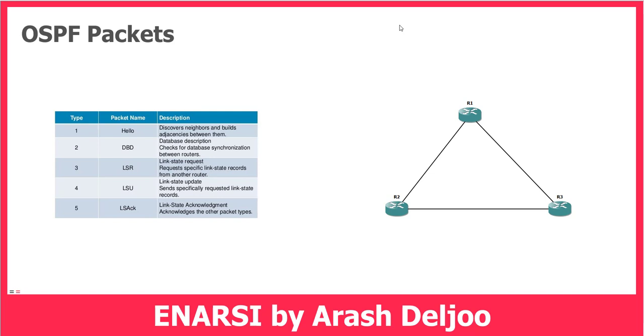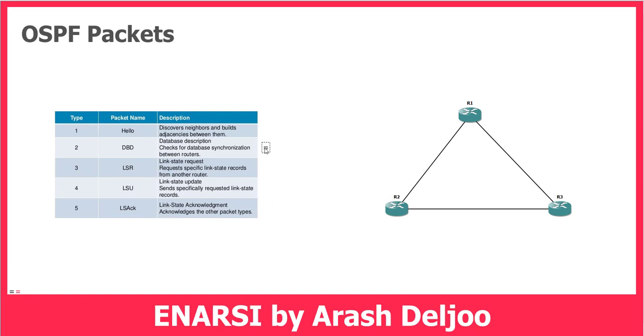But in OSPF we have different types of packets. Because of that, we should learn about each of these packets. Here in this table you can see the different OSPF packet types. As you can see, the first packet type is the hello packet, the OSPF hello, and you know that we are using the hello for discovering neighbors and building adjacencies between them. But the last four OSPF packets are working for the link state exchange.